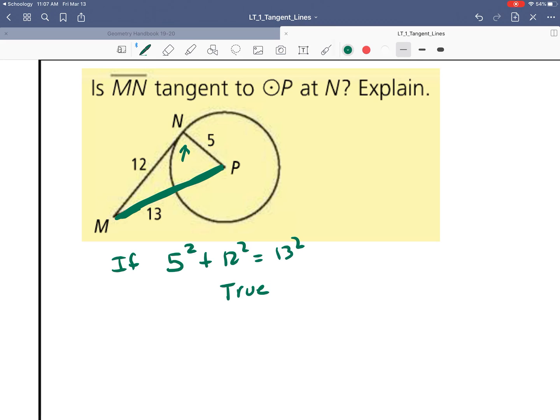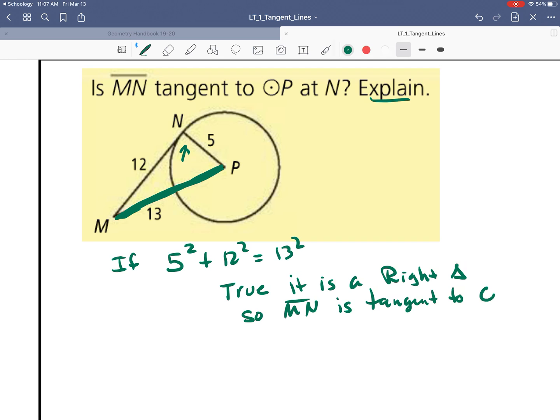So we say that, it says to explain, so true, it is a right triangle. So MN is tangent to circle P.